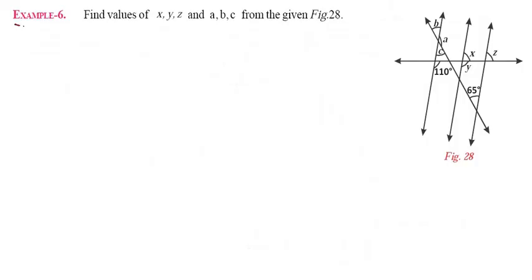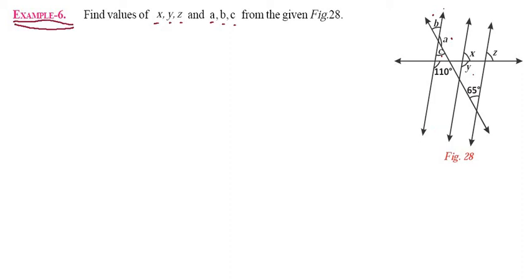So your example, it is example 6. You can see here. Find the value of x, y and z, and also A, B, C from the figure. It is given in your figure. You can see A is here, B is here, and C as well. And here is 110, Y, X, and Z. You can see in this figure. So let us start.